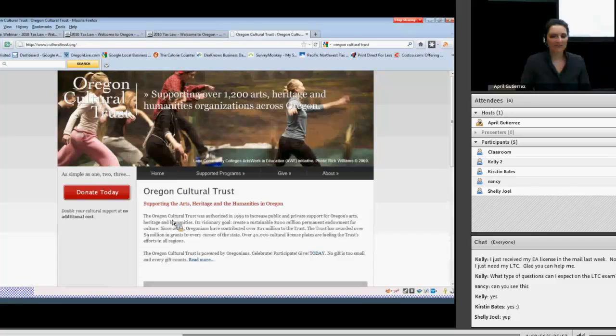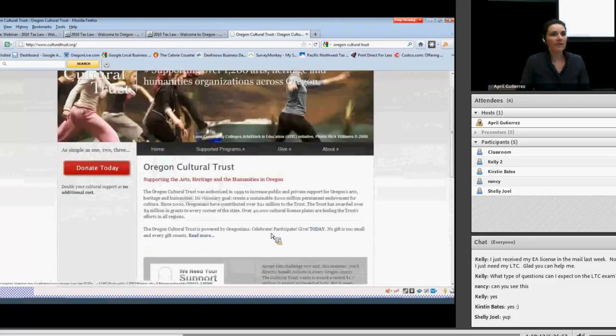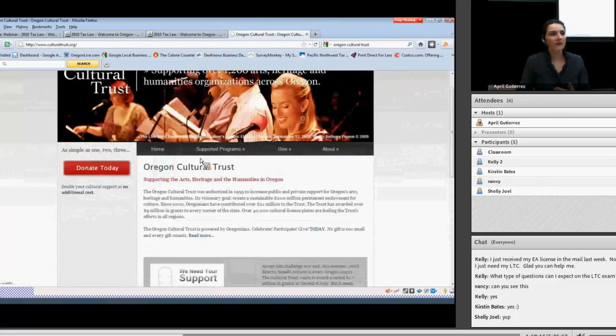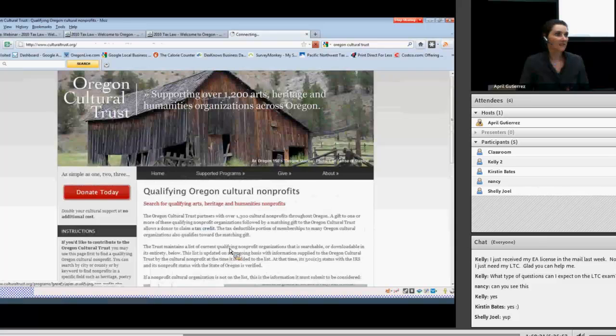And you can see I've been on this site a few times before. You go into it. And the starting point is that what you should observe is that there are over 1,200 arts, heritage, and humanities organizations across Oregon that participate in the trust. And what that means is that the likelihood that your client made a contribution to an Oregon charity that is a part of the trust is pretty close to 100%.